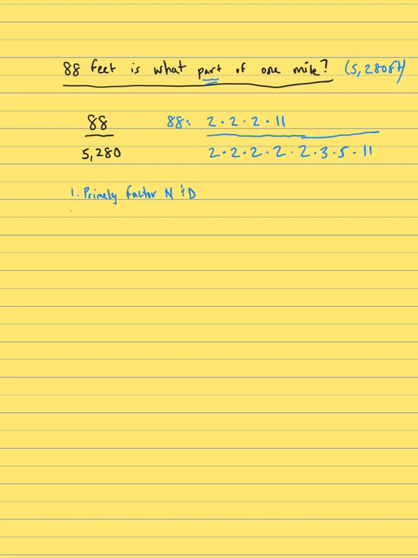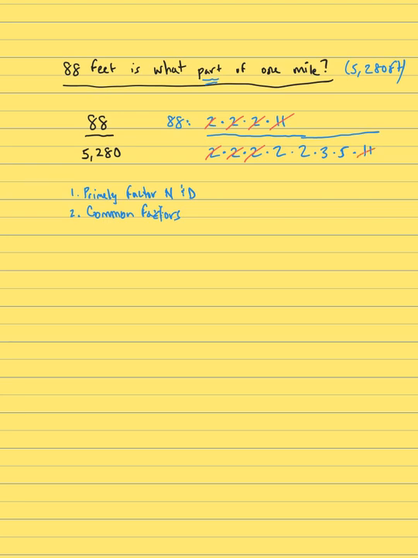So step 2 is to look for the common factors. And those we can cancel. So I see a 2 in the top and a 2 in the bottom. I see another 2 in the top and a 2 in the bottom. And another 2 in the top and bottom. I see an 11 in the top and 11 in the bottom.